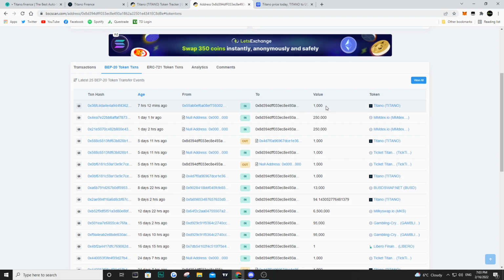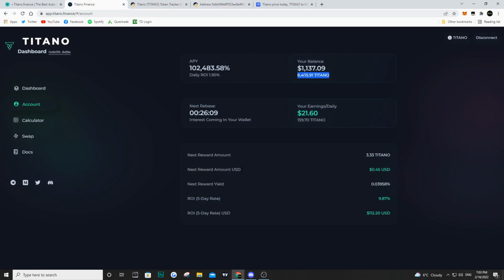And as we can see, I now have another 1,000 tokens from the team, essentially depositing the 1,000 tokens I had lost due to the hack back into my wallet. And if you're wondering where that wallet is, it is in the 102,000% APY. I had about 7,400 Titano tokens, and now with that additional 1,000 tokens coming from the Play project back into my wallet, I now have around 8,400 Titano tokens.